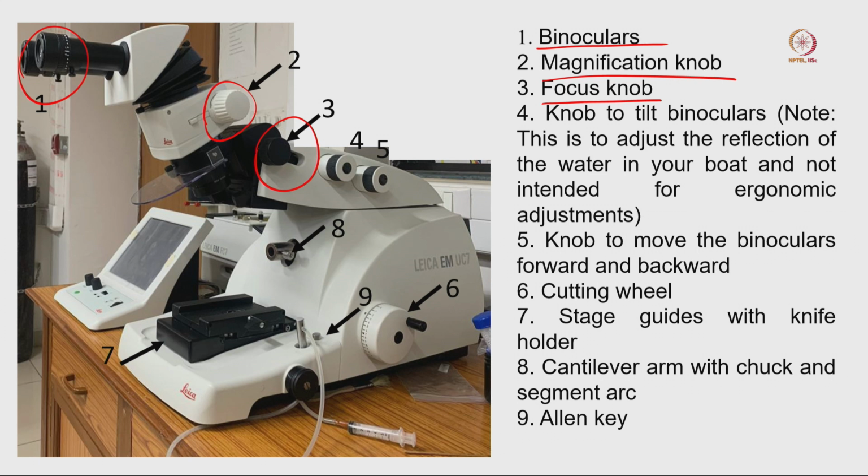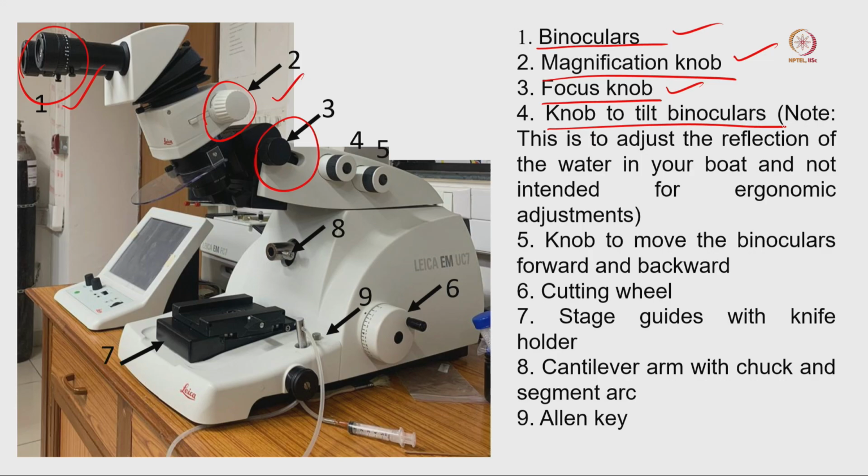So those things are required: we have a microscope attached here where we have the binocular, the magnification knob and the focus knob to look at the tissue or the cell pellet properly before doing the section, because this microscope will help you to enlarge that portion and then you can do the sectioning properly. So now here you have a knob to tilt the binoculars.